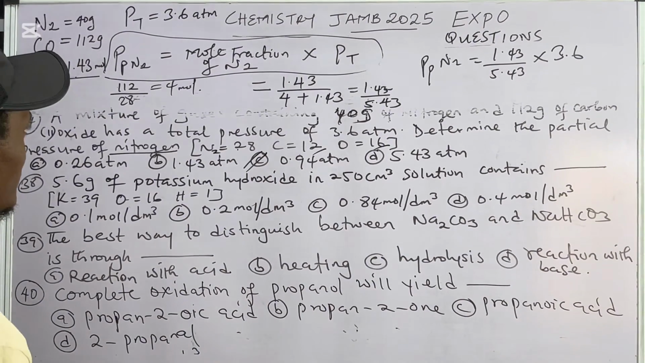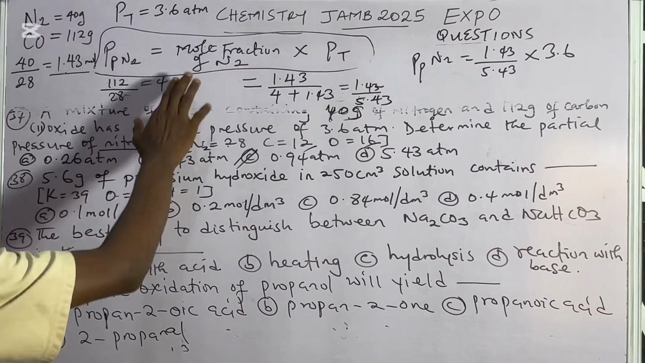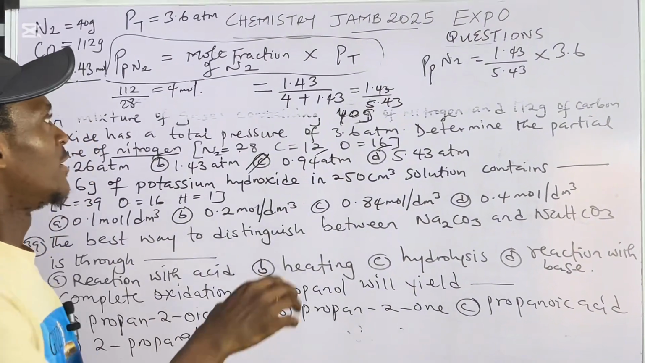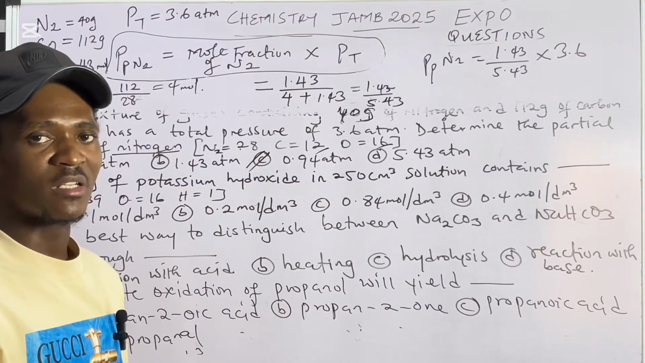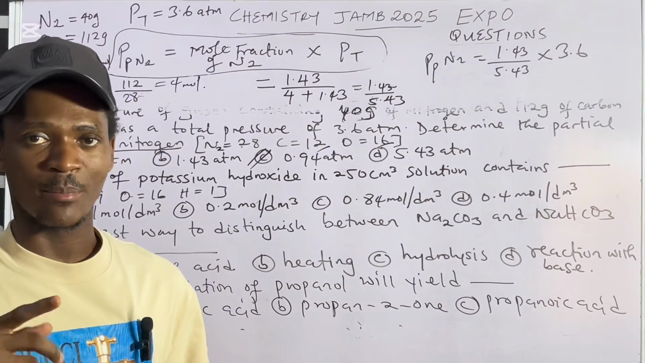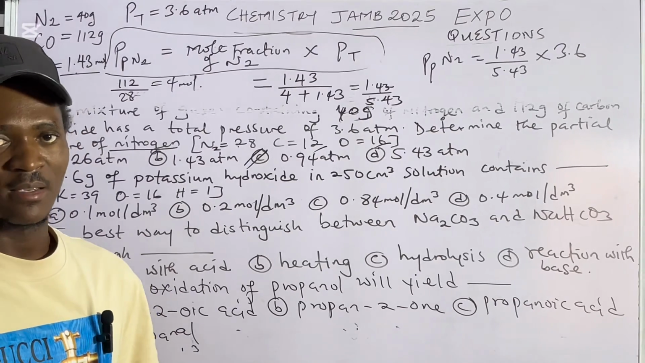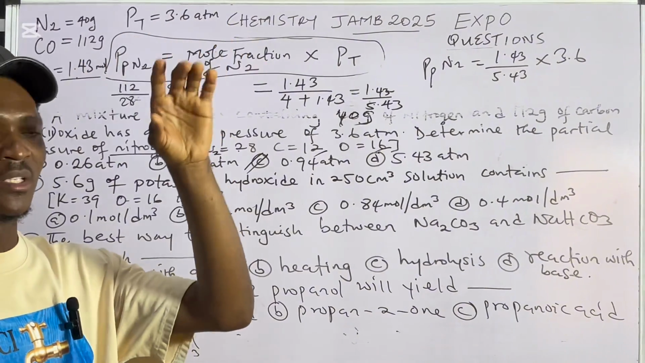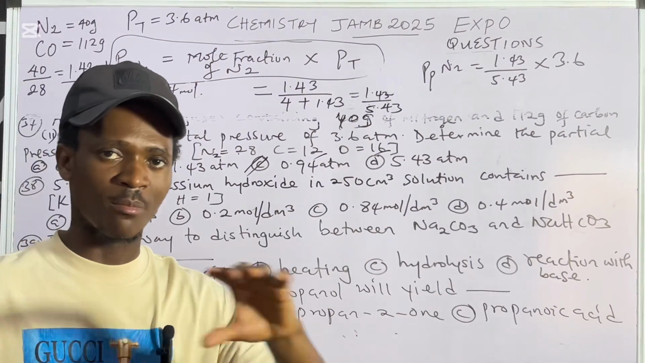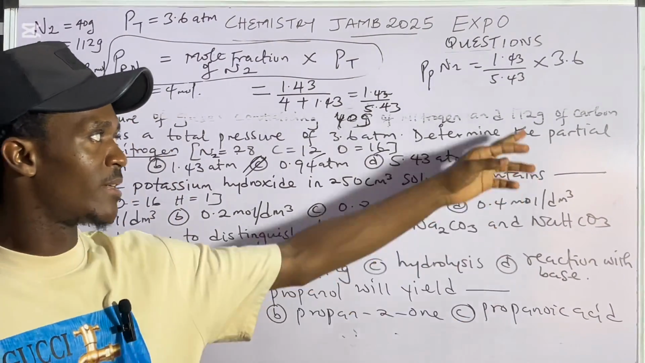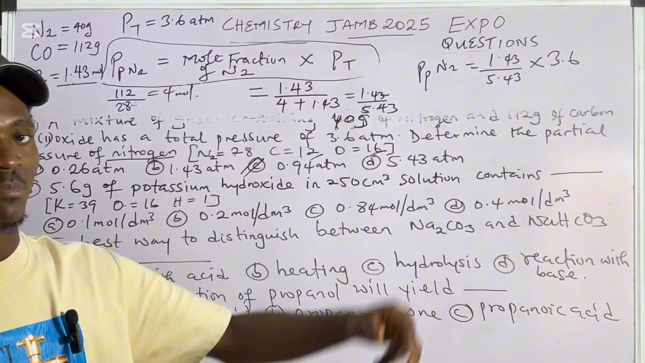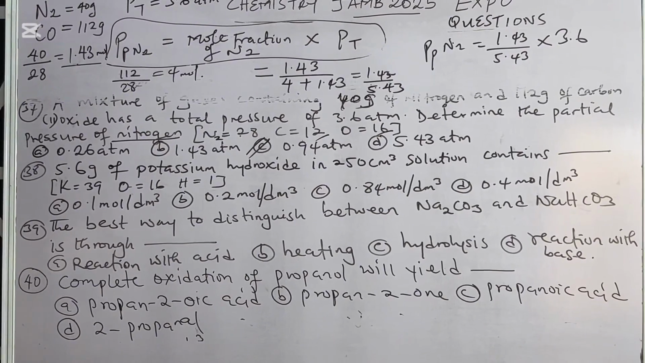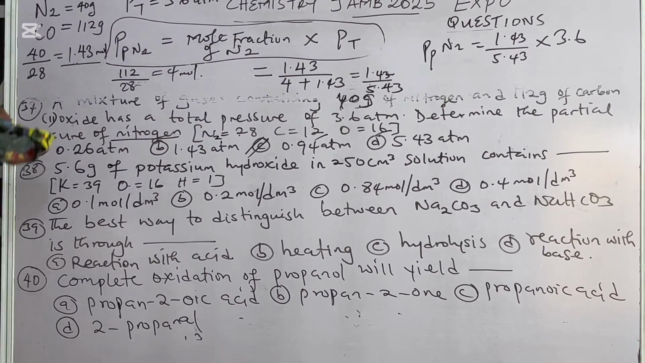So this thing is not hard. Just know this formula: anytime you are told to calculate the partial pressure of a gas, it is the mole fraction of the gas multiplied by the total pressure of the entire gases. And for you to obtain the mole fraction, you have to get the number of moles of the gas, write it above, and then sum up the number of moles of all the gases beneath, and it gives you something like this. And then you multiply by your total pressure, you get your answer. Is that easy? So the next question is question 38.